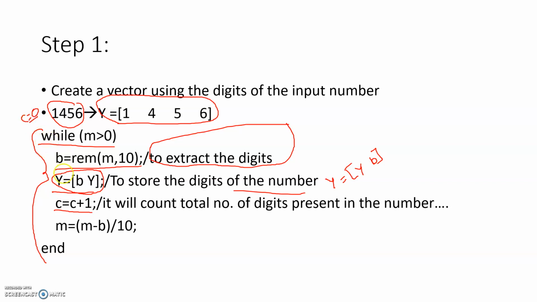After the execution of this while loop, c will count the total number of digits present in the number. m equal to m minus b divided by 10. This line also comes from the digit extraction principle in MATLAB. At the end of this while loop, in this capital Y array the digits of the number will be stored, and in the C variable the total number of digits present in the number will be stored. If it is a 2-digit number, C will store 2. If it is a 3-digit number, C will store 3, and so on.